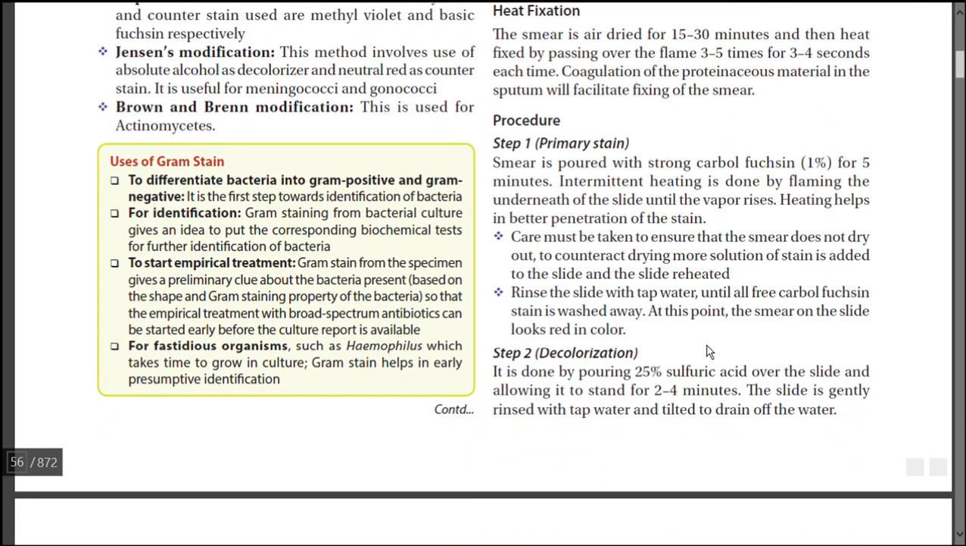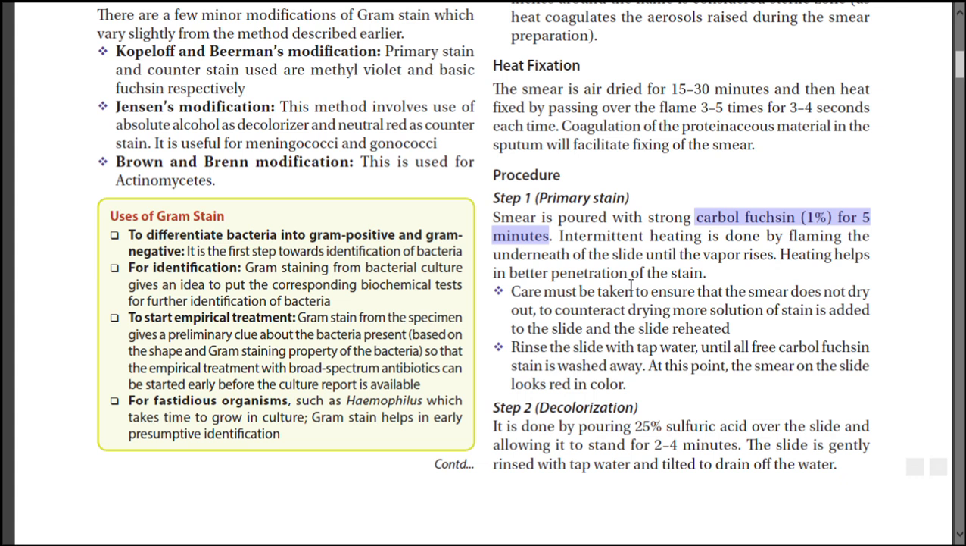First, let's see step 1, primary stain. The smear is poured with carbol fuchsin 1% for 5 minutes. We have to wait for 5 minutes, and heating is done by flaming underneath the slide until vapor is seen. So why are we heating the smear? We want increased penetration of the stain into the cell, and we must take care that the smear does not dry out. To counteract the drying, more stain solution is added to the slide and it is reheated.